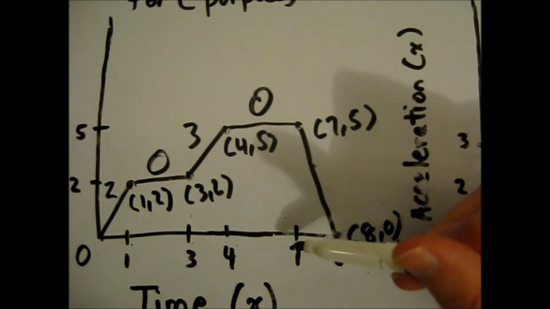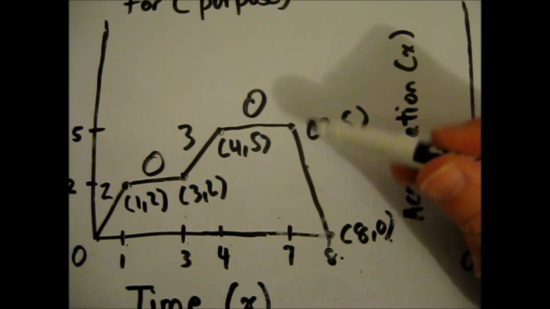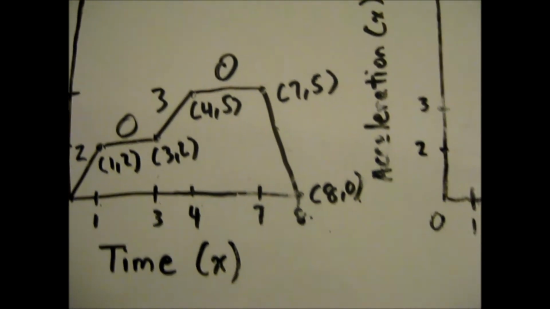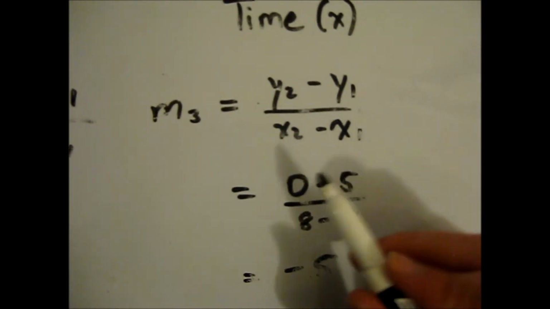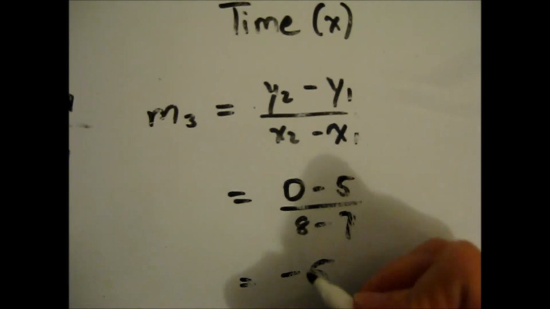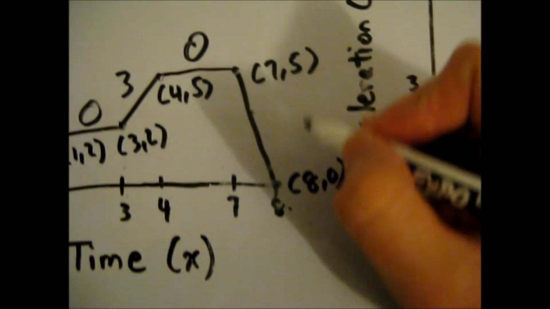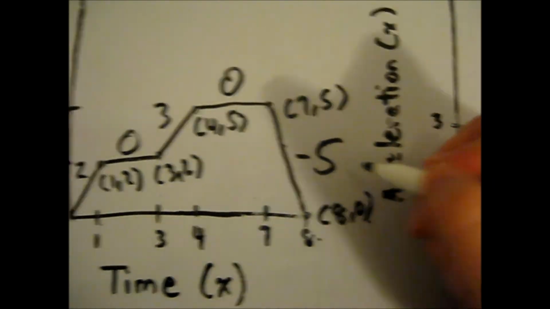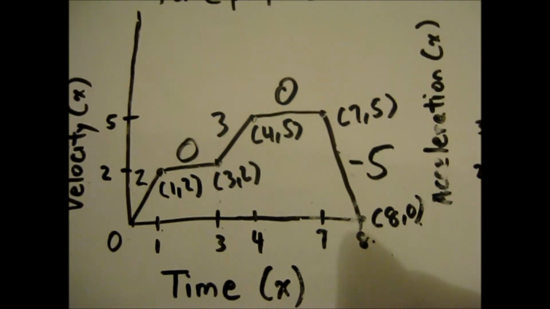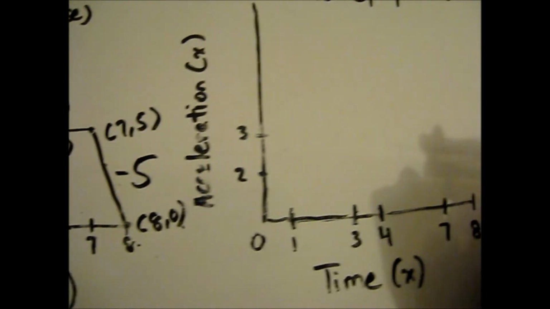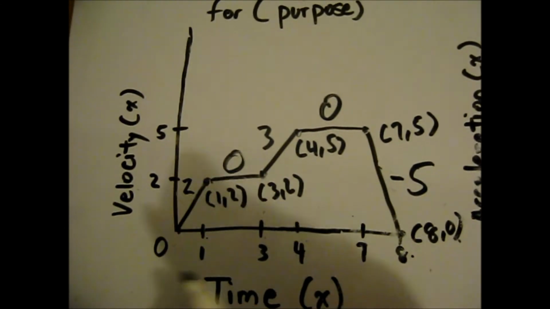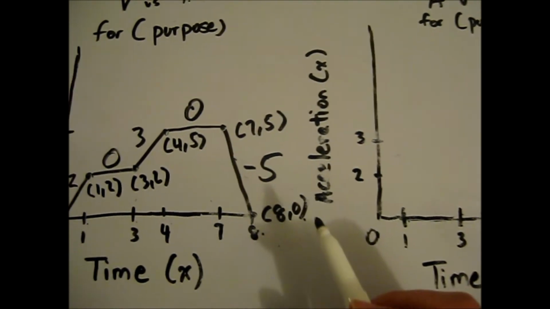Now, we go from 7 to 8. Now this is a downward slope, so we know it will be negative. So we plug the number in, y2 minus y1 over x2 minus x1, and it eventually gives you negative 5 as its slope. So this slope will be negative 5. Now since we know the slope, we can plug it in to the AT graph. So we look at the time segments. So I wrote the time segments the same because from VT to AT it will remain the same.